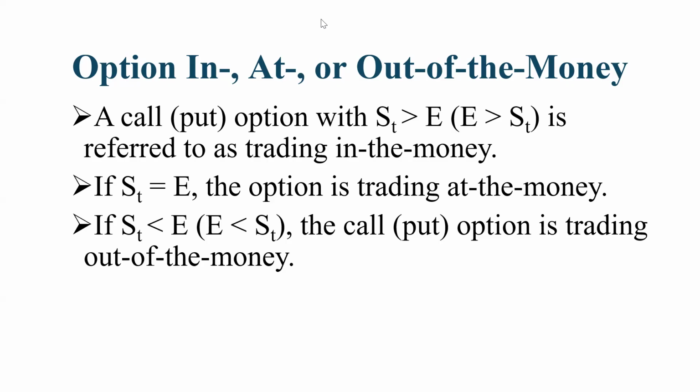And then for the put option, when the exercise price is lower than the spot exchange rate at the future date when the option expires, S sub T, the put option is out of the money.